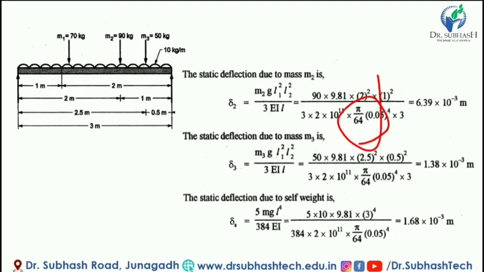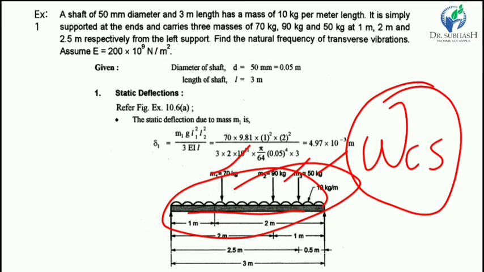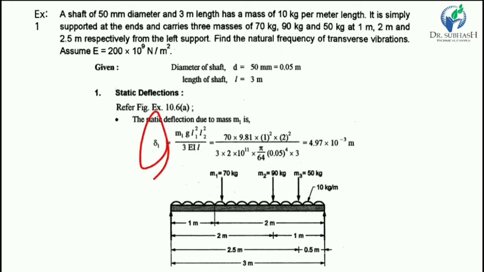The moment of inertia for a circular section shaft is pi by 64 d raised to 4. D is given in mm, so convert it into meters. And E is the Young's modulus, the value of which is given. So we find the value of delta 2. Similarly, we have to find the values of delta 1 and delta 3. For delta 1, only consider the mass or point load 1, or rotor 1.